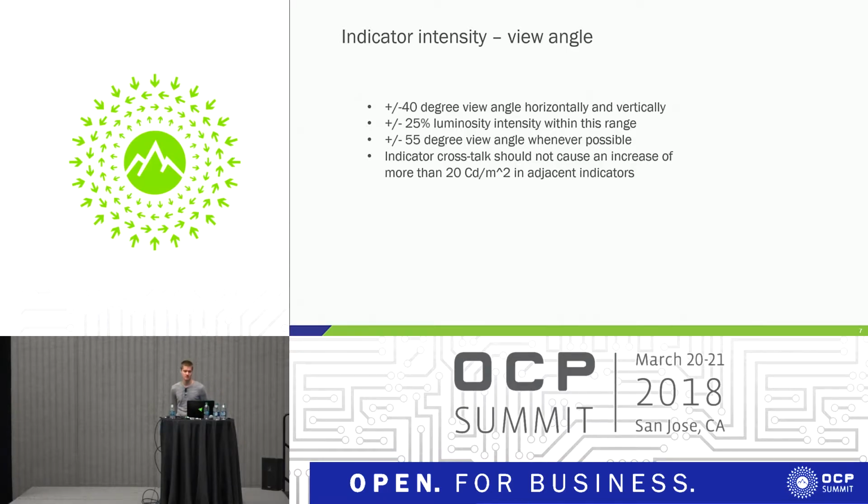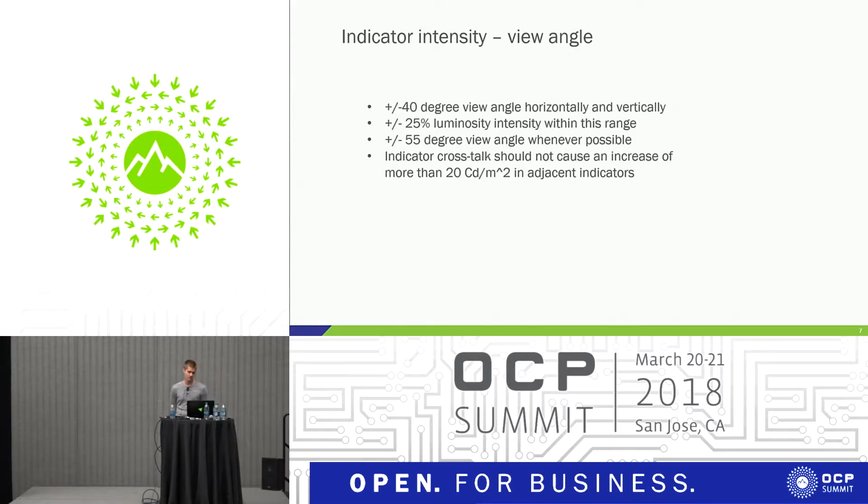So next is intensity view angle, right? At plus or minus 40 degrees view angle horizontally and vertically, we want to control the luminosity, the brightness of these indicators by 25%, plus or minus 25% of the nominal value. And we also have a caveat in there, that whenever you can, we should satisfy plus or minus 55 degrees. The reason we landed on these numbers is that if you have a typical range for human height standing about a meter away from a rack, we want to be able to see all of the indicators on the top and the bottom of the rack.